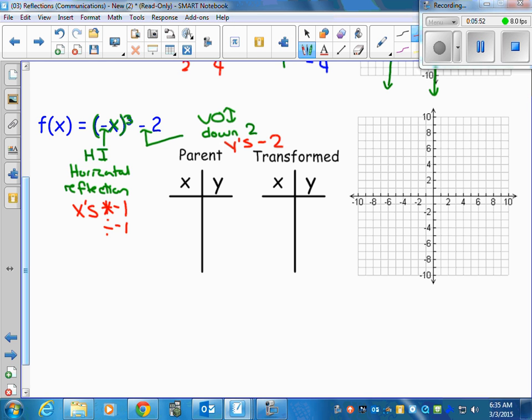So when we look at the parent function, it uses the same 5 x values, -2, -1, 0, 1, 2. The important part is making sure you identify where the center of the graph is and then showing what's happening on either side. -2 cubed is -8. -1 cubed is -1. 0 cubed, 1 cubed, 2 cubed. So now we've got the parent function. We can put those data values on the graph.